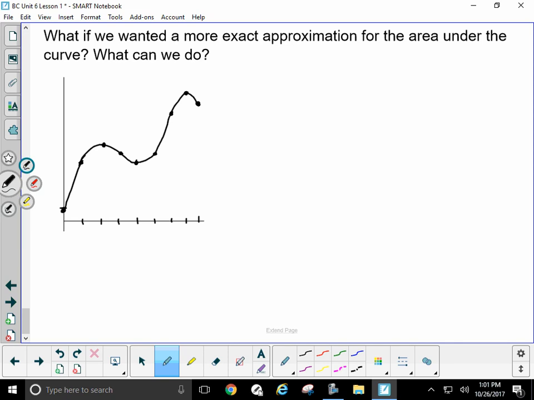All right, what do we say? Somebody just shout it out. Yes, make the width smaller, use more shapes, okay? Use more shapes.